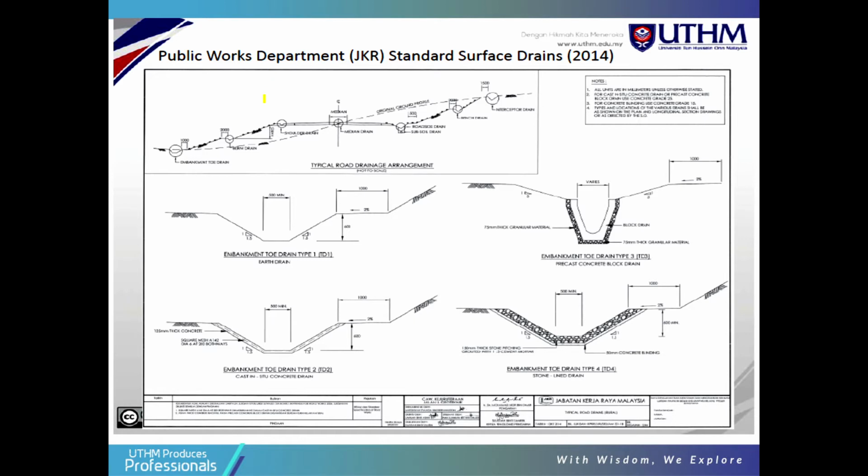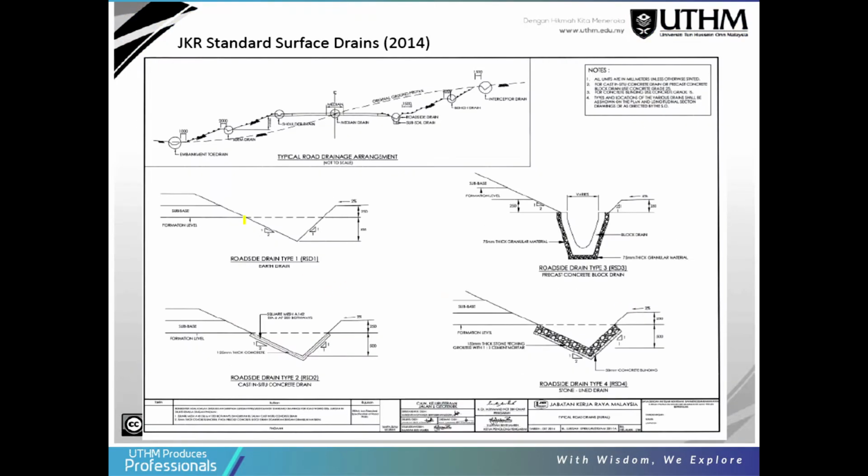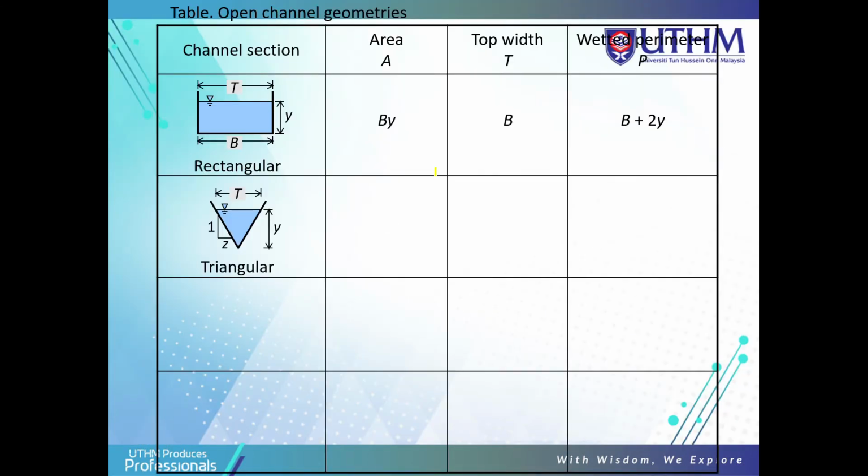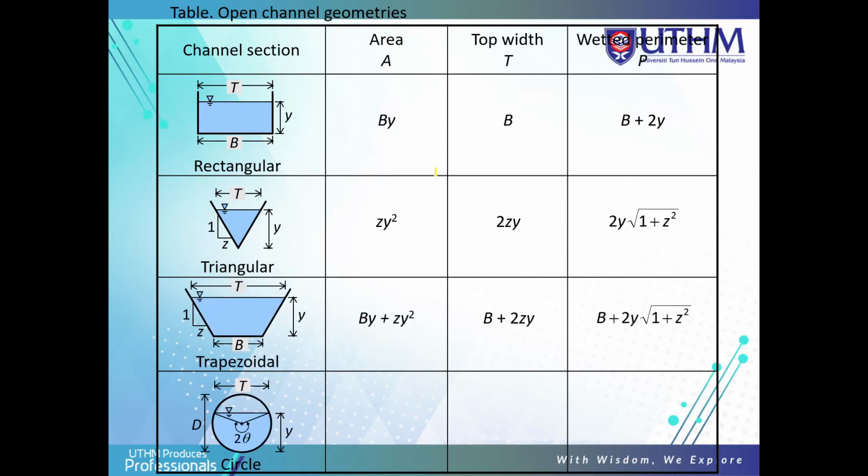This is an example that JKR used to design the standard surface drain. We use the drain here using the trapezoidal, that I highlight with the yellow. The type of channel drain is the trapezoidal channel type. This one is the triangular. This is the trapezoidal and this is the triangular. Surface drain, JKR standard. So these are the types of open channel geometries that we use: rectangular, triangular, and trapezoidal.